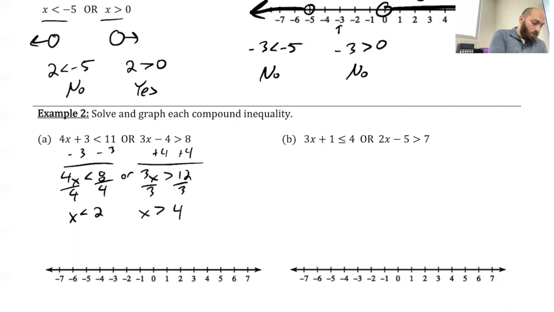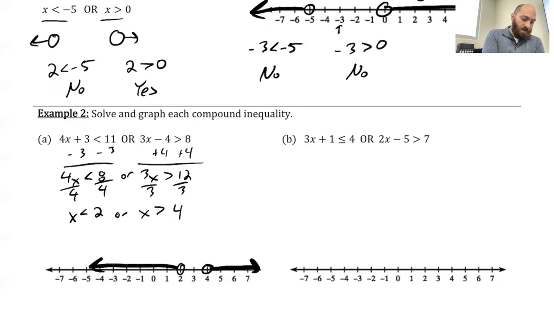Remember, this was an or statement in between. So now that I have an or statement, x is less than 2. That's going to get an open circle on 2. And less than means I'm going to go to the left. X is greater than 4. That's going to get an open circle, and I'm going to go off to the right. Okay. And that's it for these. We're just going to solve them as our individual inequalities and then graph those two inequalities at the end.